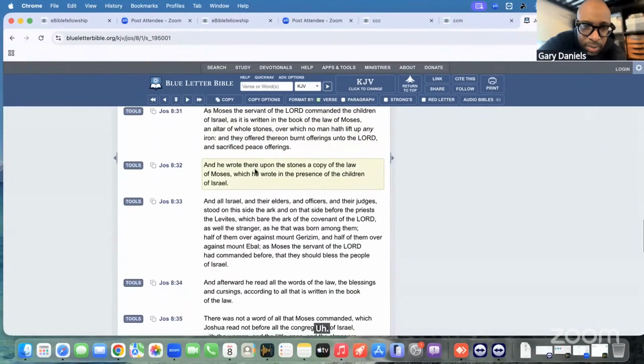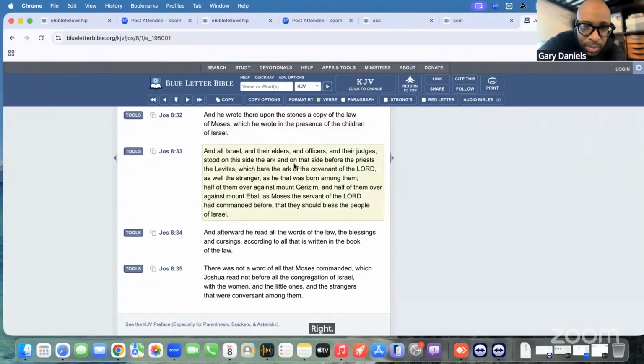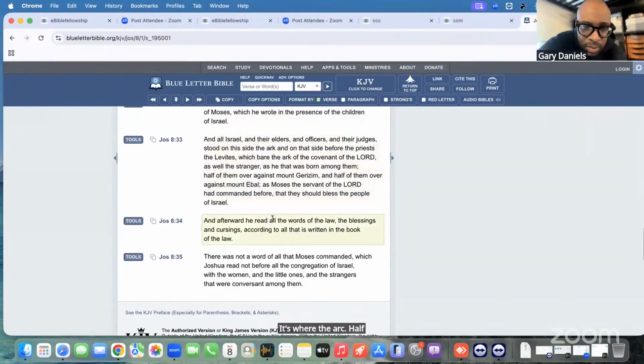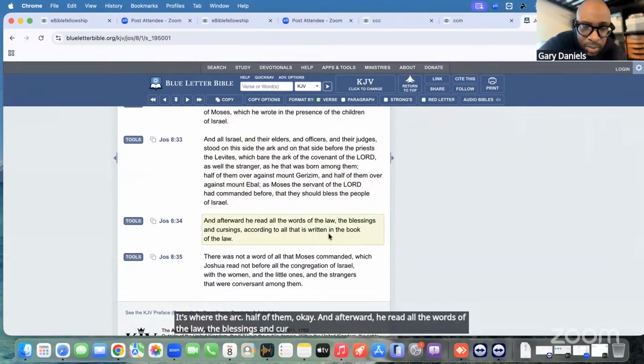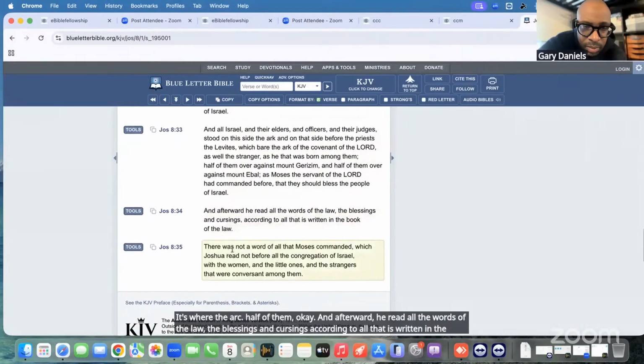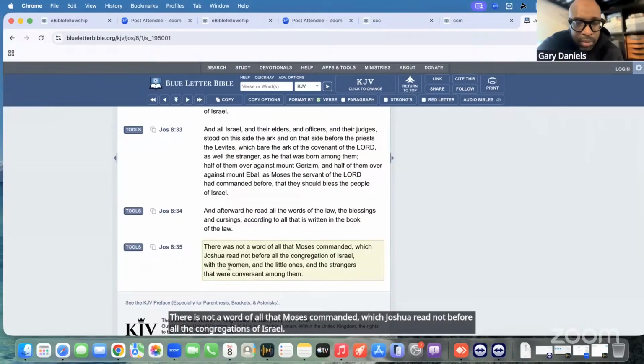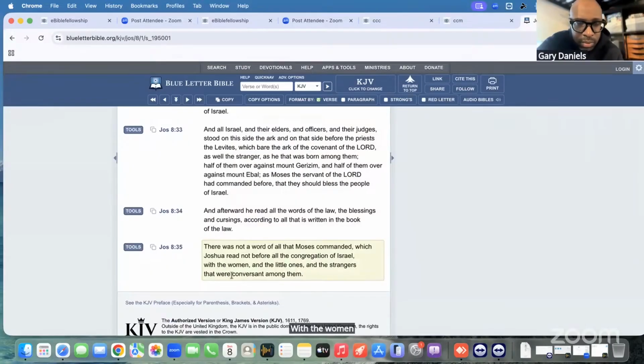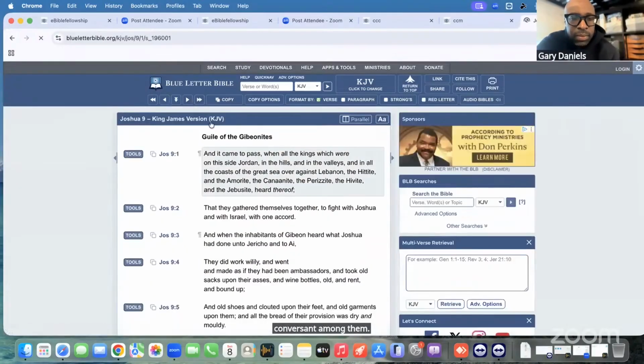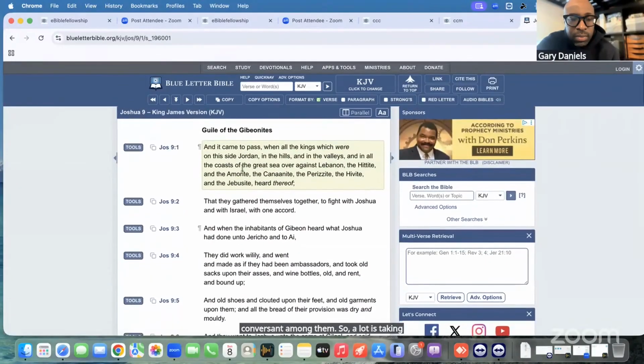Let's see. Spare the ark. Half of them, okay. And afterward he read all the words of the law, the blessings and cursings according to all that is written in the book of the law. There is not a word of all that Moses commanded which Joshua read not before all the congregation of Israel, with the women and the little ones and the strangers that were conversant among them. So a lot is taking place. It seems like it's really compressed.